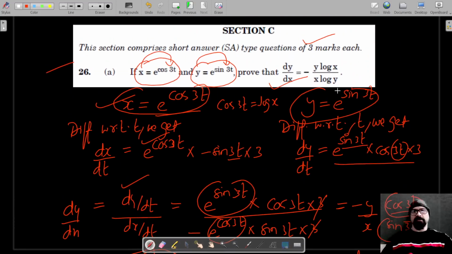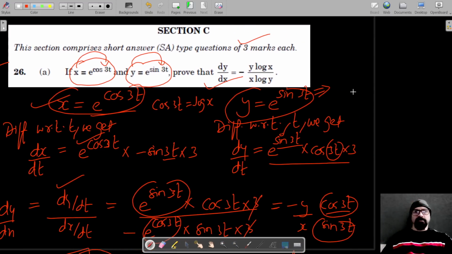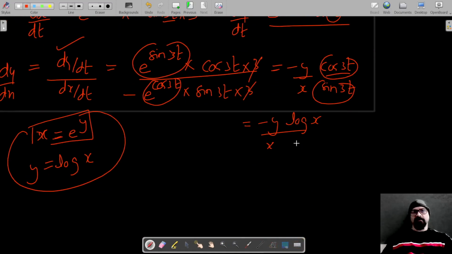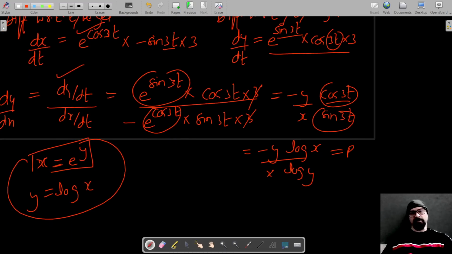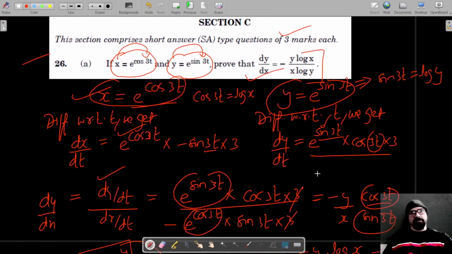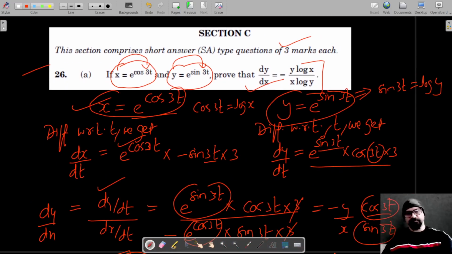Now sine 3t. So y is equal to e raised to sine 3t. So sine 3t becomes log y. So this is log y. So we have differentiated this. So dy by dx is equal to minus y by x, log x upon log y, which is equal to our RHS.